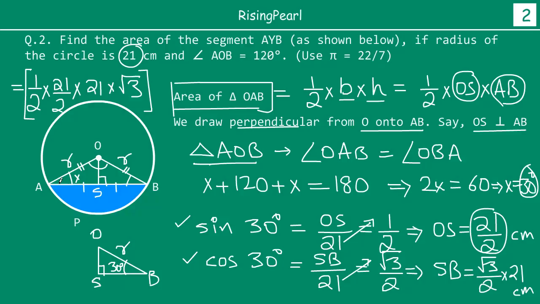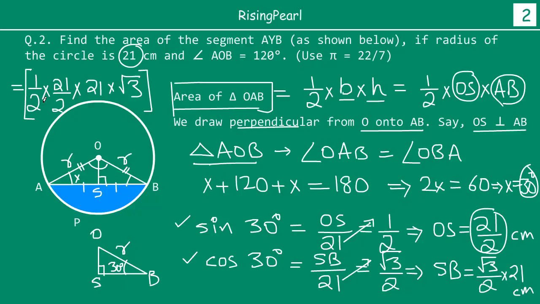Now because these two triangles are congruent, AB is nothing but 2 times AS or 2 times BS. So because we know SB or BS, if we do twice, we can find out 2 times. Because the value is 21 times square root 3 divided by 2, twice will be, the 2 goes over here, it will be 21 times square root 3. So at this point we know the value of OS and we know the value of AB.